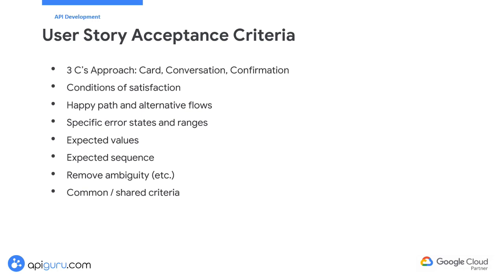Additionally, you may encounter scenarios where the same acceptance criteria apply to several user stories, such as shared workflows or standard policies. In such cases, creating a separate acceptance criterion linked to each relevant user story is beneficial, ensuring clarity and consistency across the board.